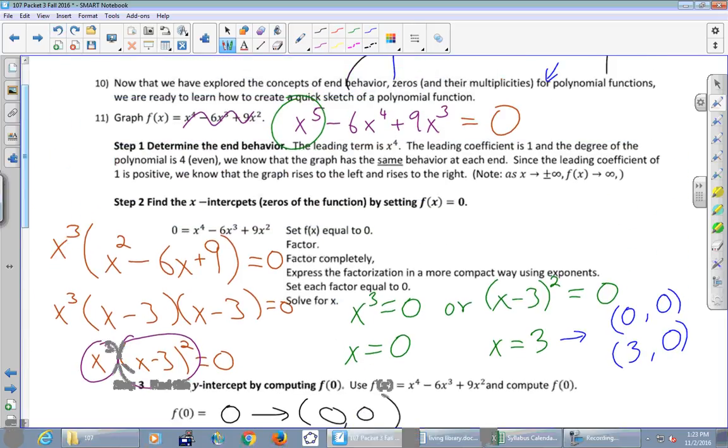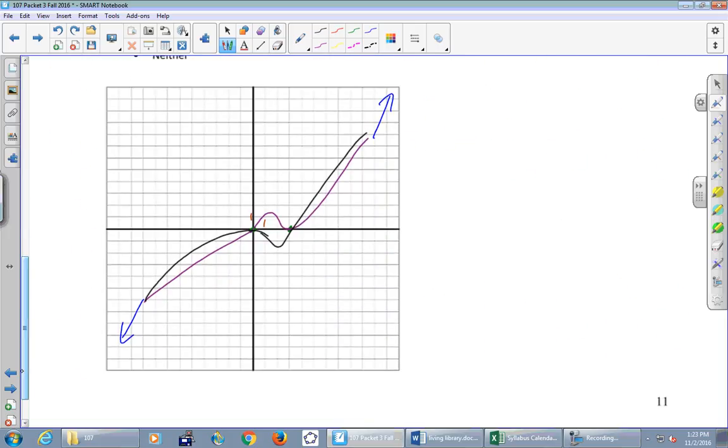1 minus 6 plus 9. 4. So that tells me that the point (1, 4) is on the graph. So over 1, up 4, somewhere up here. So was it the purple or was it the black? Had to be the purple, because the purple is the positive in between, and the black was negative, for sure. We have just pinned it down.